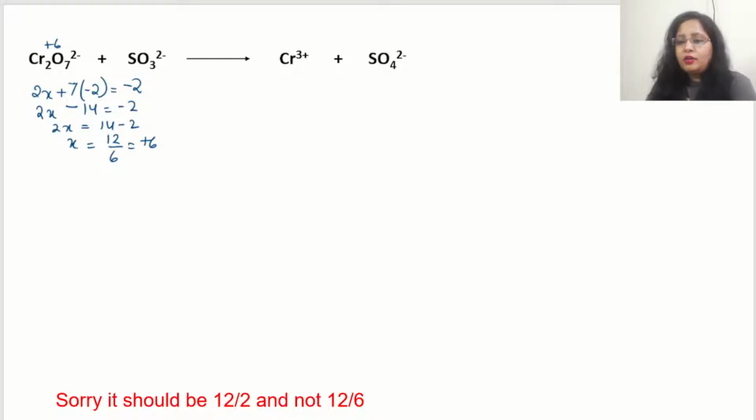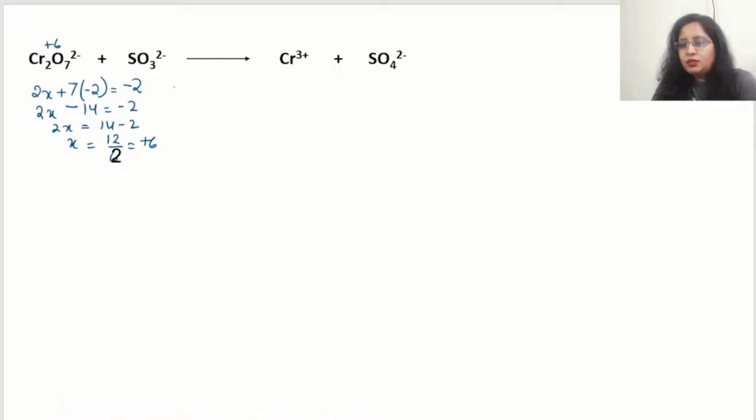Now for SO3 2 minus we will find the sulfur oxidation number. Let's assume sulfur is X. X plus 3 times minus 2 for oxygen is equal to minus 2. So X minus 6 is equal to minus 2. X will be 6 minus 2, which is plus 4. So sulfur has a plus 4 oxidation number.